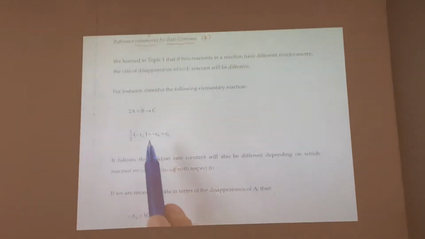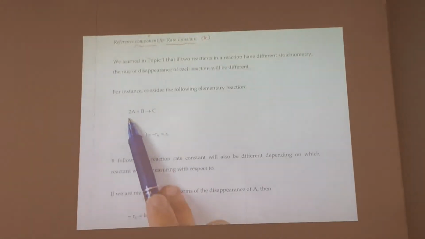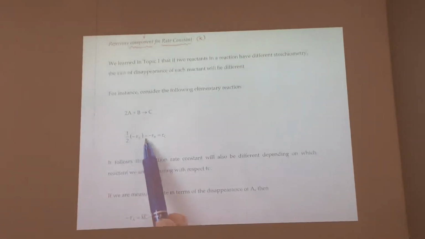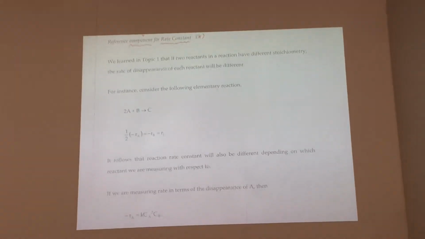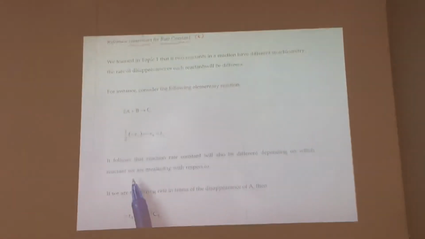The rate of reaction will depend on the stoichiometry in front of the reactants. Minus the rate of dissipation of A is half compared to the rate of dissipation of B, equal to 1 unit of the rate of occurrence of C. By this, the reaction rate constant also depends on which reactant we are talking about.